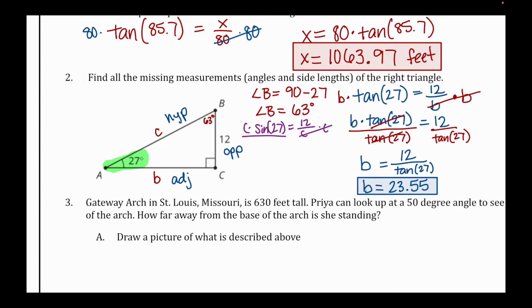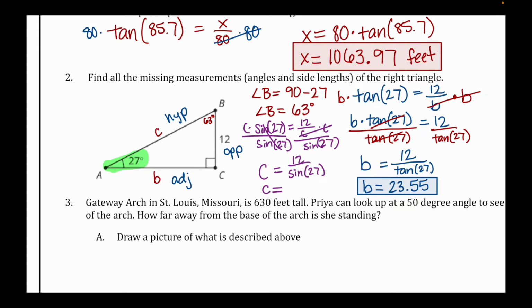Divide both sides by sine 27. I'm doing both steps in one because I don't really have a lot of space here, so I'm trying to save a little bit of space. So C is going to end up being 12 divided by sine of 27, and we'll plug that in our calculator.